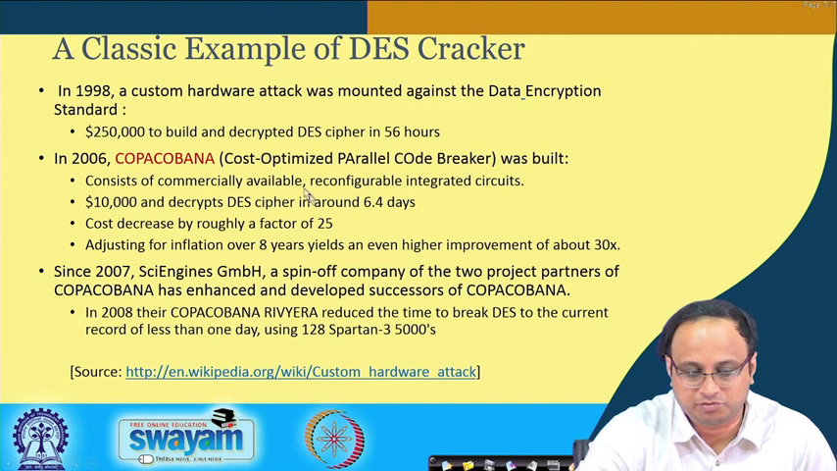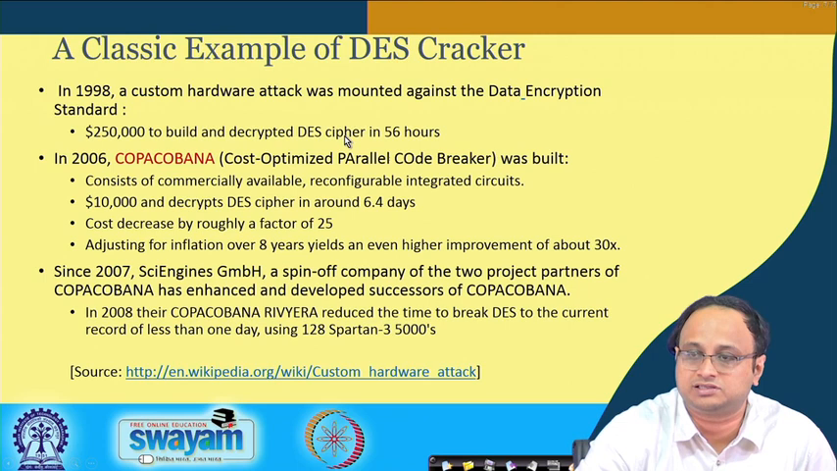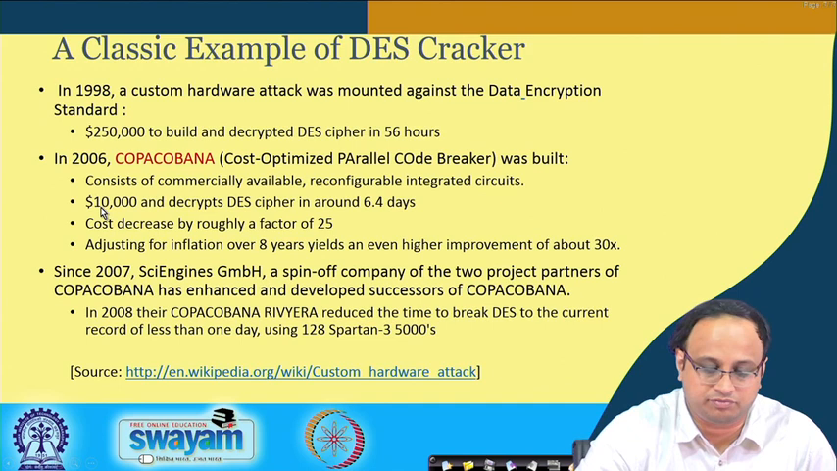So let us take a look, okay, so before that, here is a classic example of a DES cracker. This design is called COPACOBANA. Many of you probably know about the DES or the Data Encryption Standard. In 1998, custom hardware was developed to attack it, and you can see the cost. It was something like $250,000 to build and decrypt a DES cipher in 56 hours. Later on in 2006, there was an effort called COPACOBANA, which stands for Cost-Optimized Parallel Code Breaker, built on commercially available reconfigurable integrated circuits. The cost reduced to something like $10,000 and it decrypted a DES cipher in around 6.4 days.